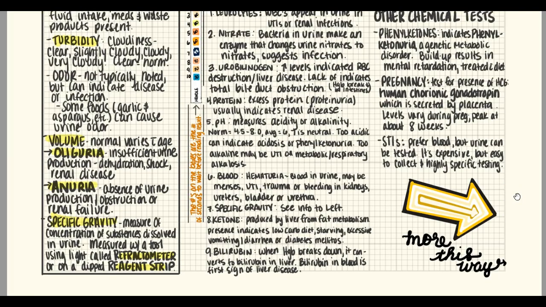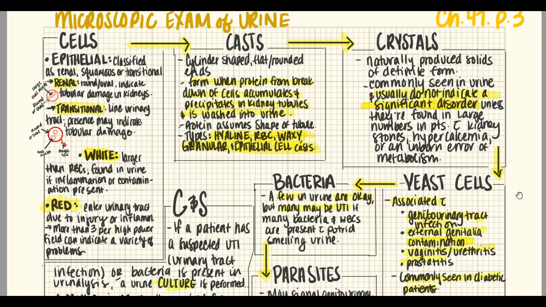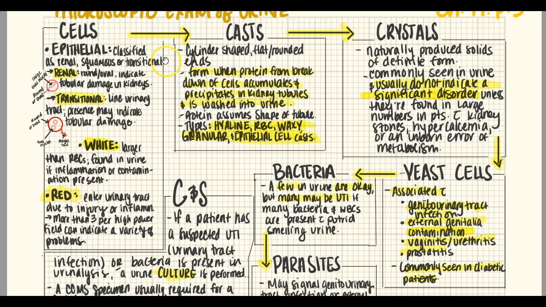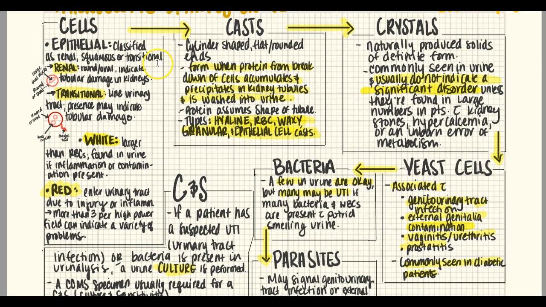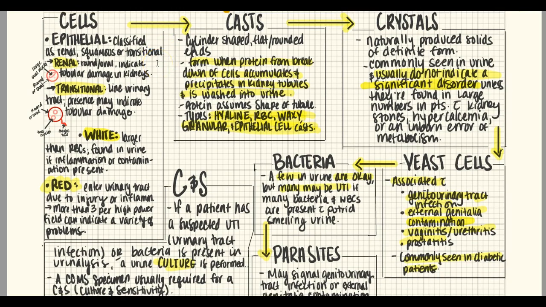Alright, so moving on to page 3, to the microscopic examination of urine. Some things you need to know over here. We look at cells when we are looking at the microscopic exam of urine. A few different types of cells: epithelial, white, and red.